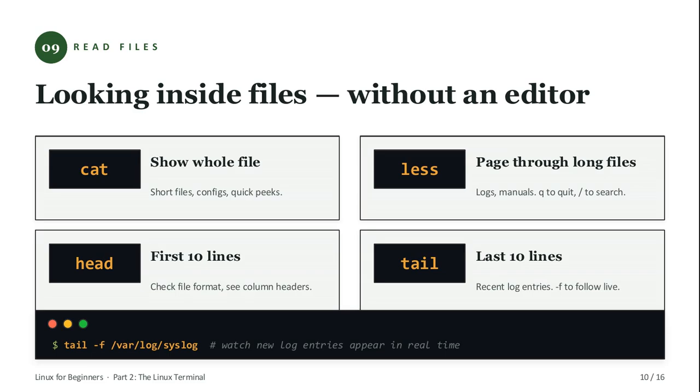Q quits/searches. And when you only care about the edges, head shows the first 10 lines and tail the last 10, with tail -f being the classic move for watching a log file update live as your system runs.